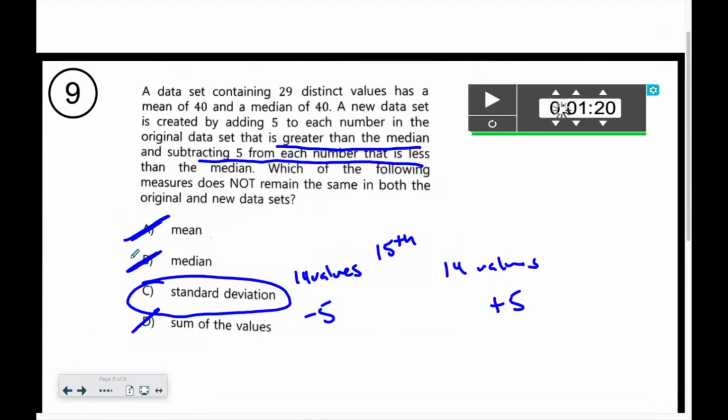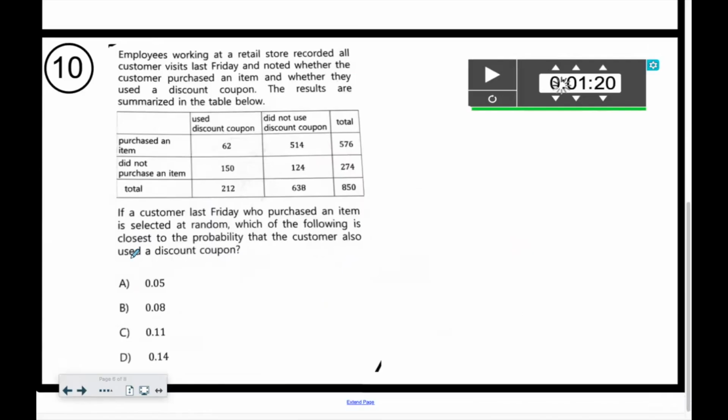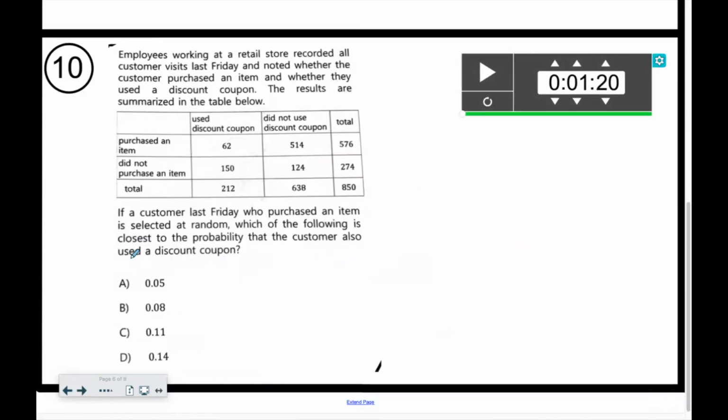Whoops, jumped the gun there. We're down here at number 10. All right, so we've got a two-way table. Usually with two-way tables, I don't really do much reading except for what it's asking for.